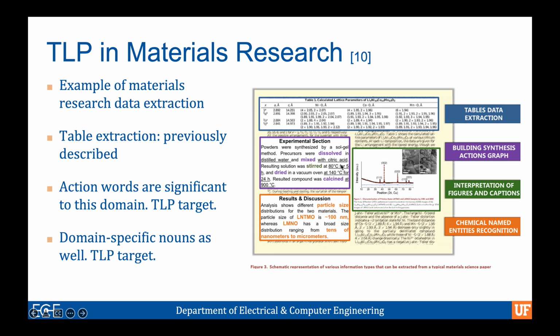For instance, 80 degrees Celsius and 5 hours is a key piece of information, but a natural language processor might not notice that was key. They also have to do table extraction and notice action words, as well as domain-specific nouns.